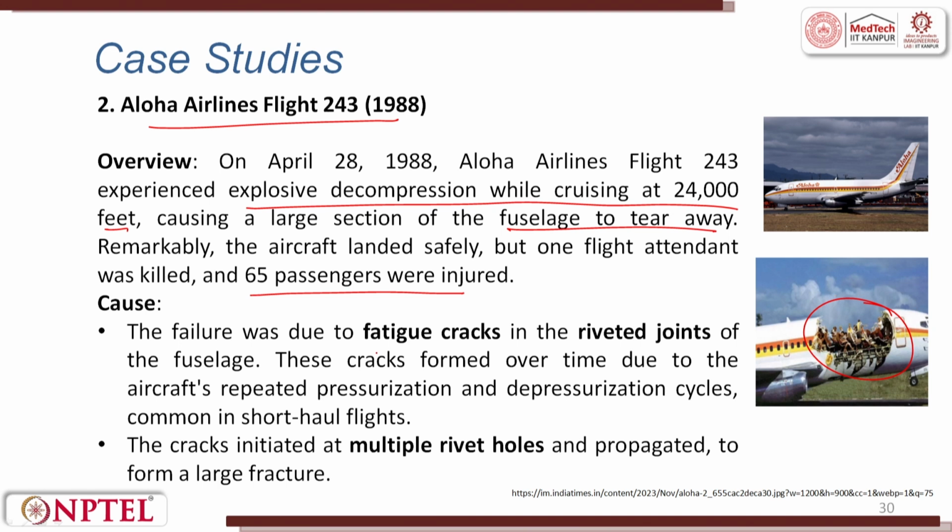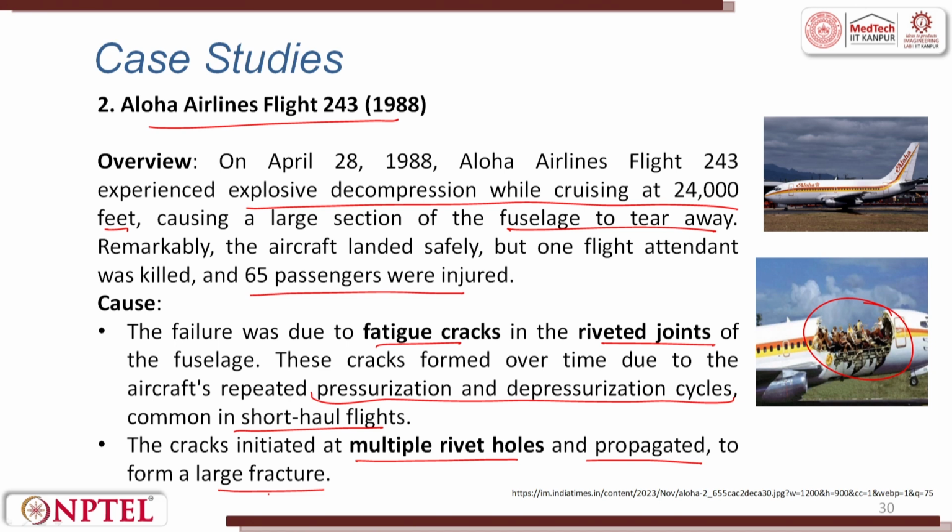The failure was due to fatigue cracks in the riveted joints of the fuselage. These cracks formed over time due to the aircraft's repeated pressurization and depressurization cycles, common in short haul flights. The cracks initiated at multiple rivet holes and propagated to form a large fracture. Also, the corrosive saltwater environment around the Hawaiian islands accelerated the fatigue, because the flights used to land there and the environment was corrosive salt water.